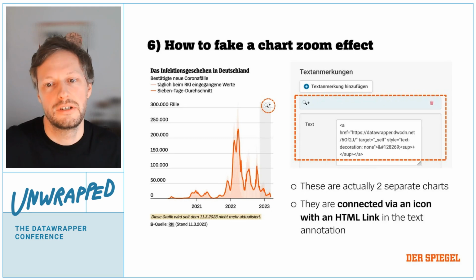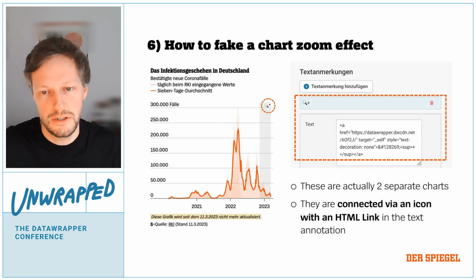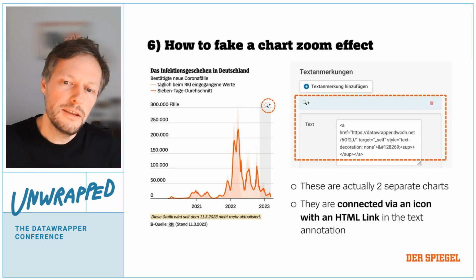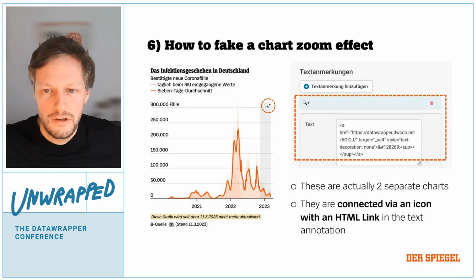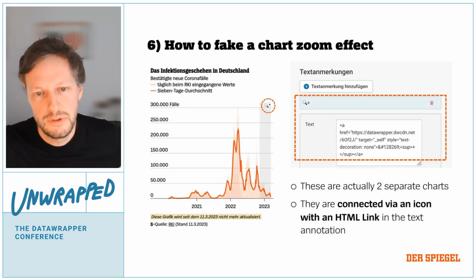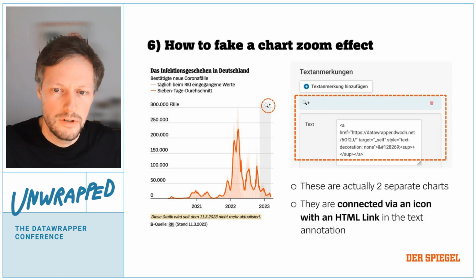Important, set a property target self. That means if you click on the link, it will not open in a new window. It will open in the same window, and it leads you to the other chart. The other chart has a reference as well back to the original chart. And you can include this small plus and minus symbol to make sure the readers understand which is zooming in, which one is zooming out.